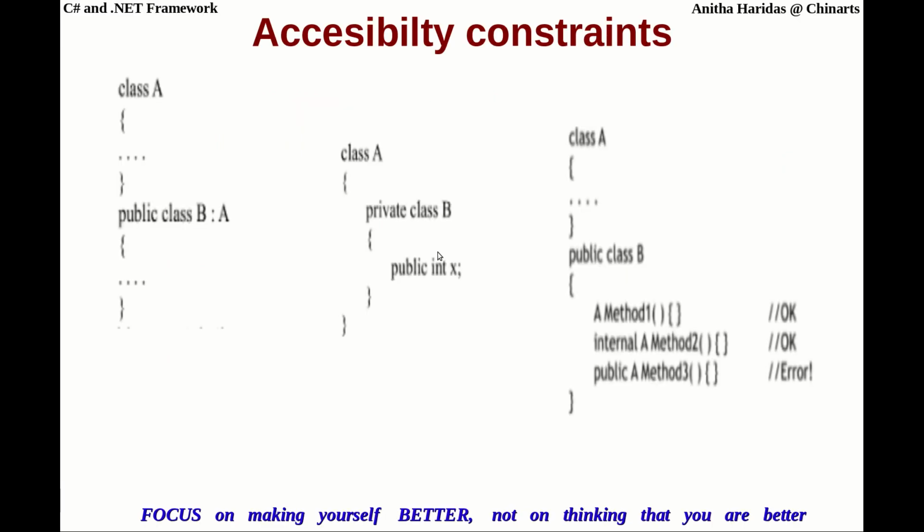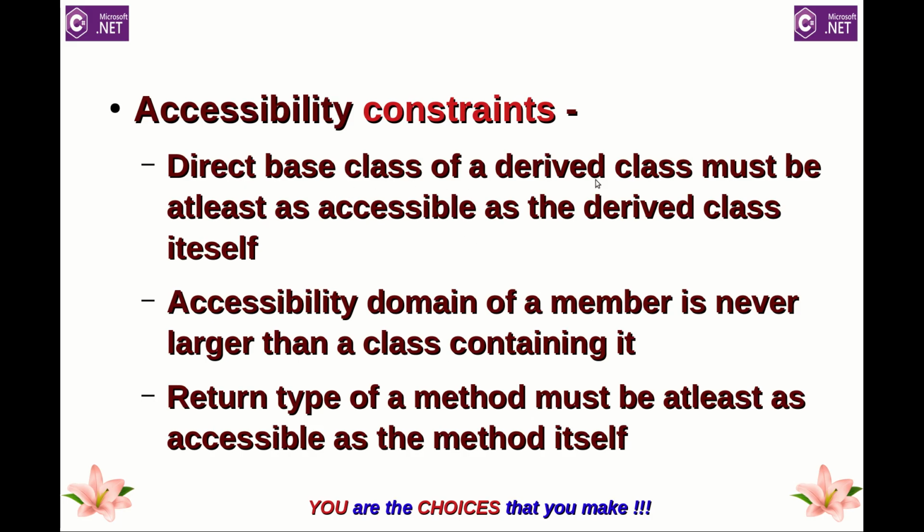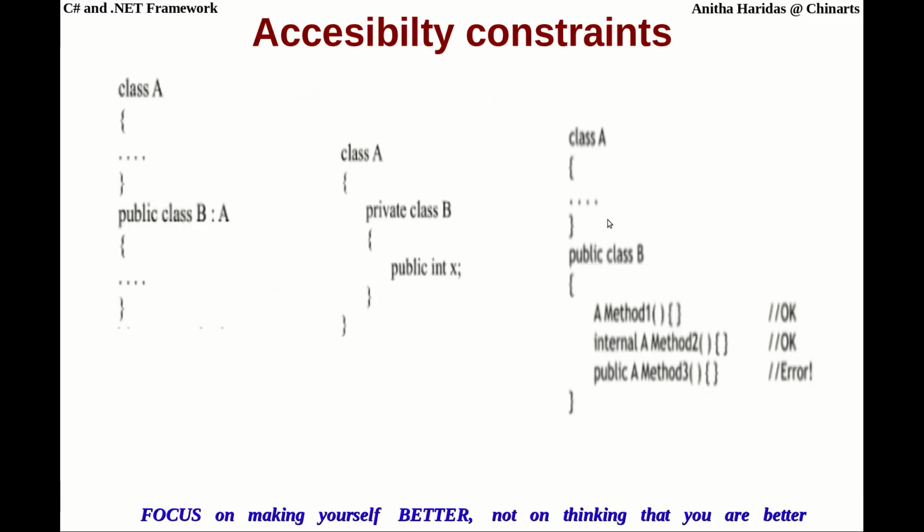Let us see an example here. I have class A. It does not have any access modifier, so by default it is internal. And you have a derived class here which is a public class, and it derives from A. This is not possible. Why? Because the direct base class of a derived class must be at least as accessible as the derived class. So if you want the derived class to be public, your base class should also be public.